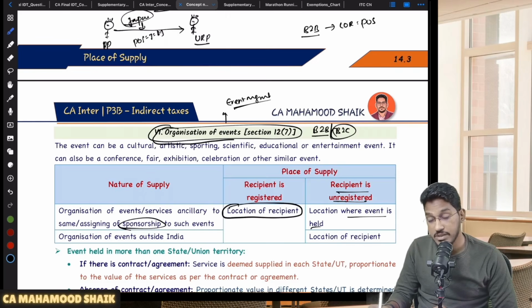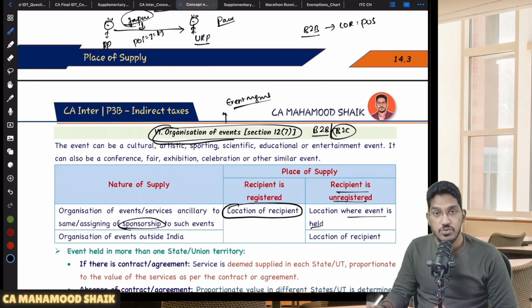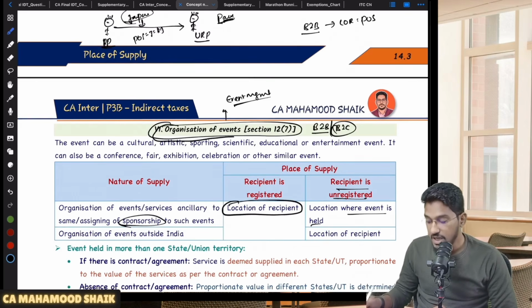Let us say for example, this boy is a very rich person. He wants to have his wedding performed at Paris. For that, this event organizer is organizing the event. Sir, what will be place of supply, sir? Here, the place of supply is going to be the location of recipient. If the event is held outside of India, location of recipient. Let us say this recipient belongs to Hyderabad. So, place of supply will be Hyderabad.